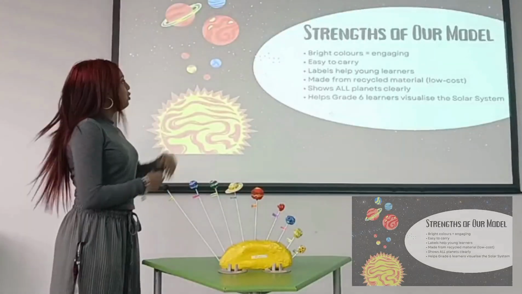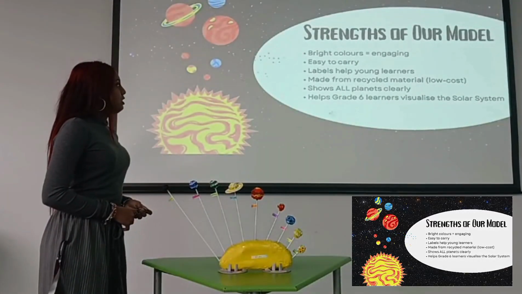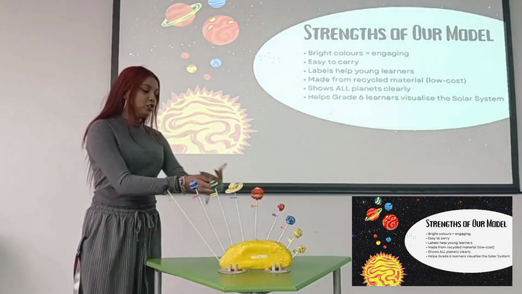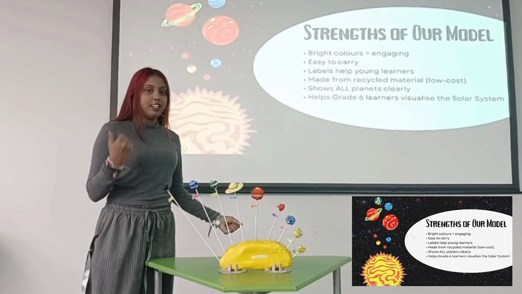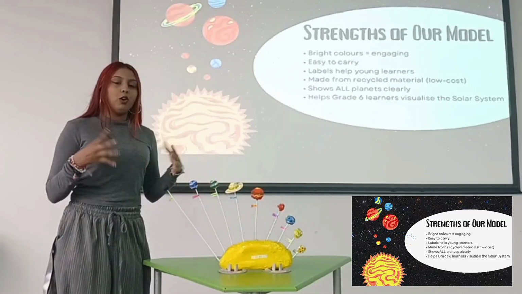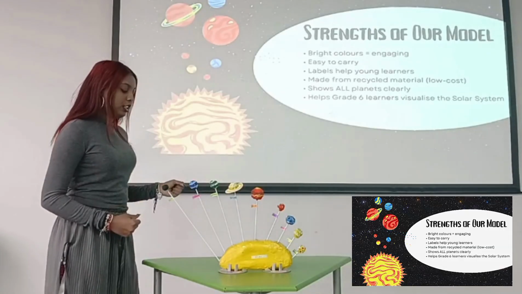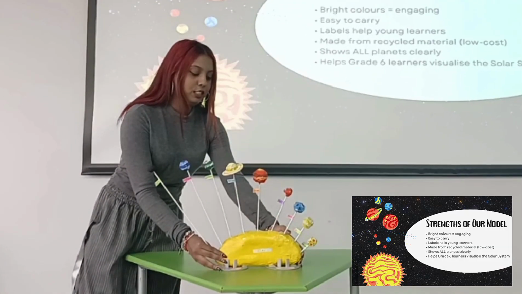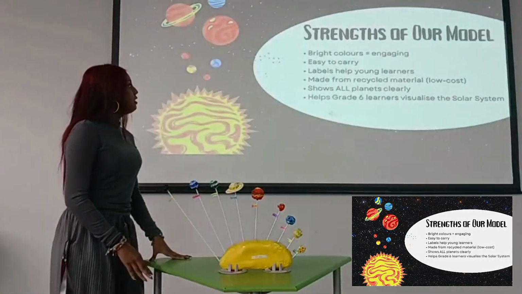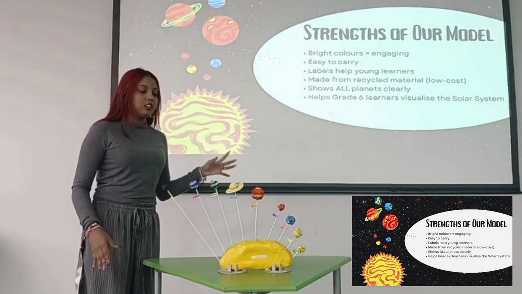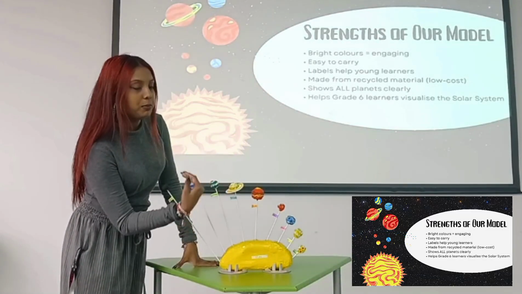As you look at the model, you can see that we're going to talk about the strengths of the model. It has bright colors, which means it's engaging, because of the fun colors it is very easy to gain a student's attention, which makes the lesson more interactive and fun to take part in. It is very easy to carry. If you look at our model, you can see it's portable and very easy to take to another class. Then you notice that the labels will help our younger learners. Each planet over here is specifically labeled under the correct planet.